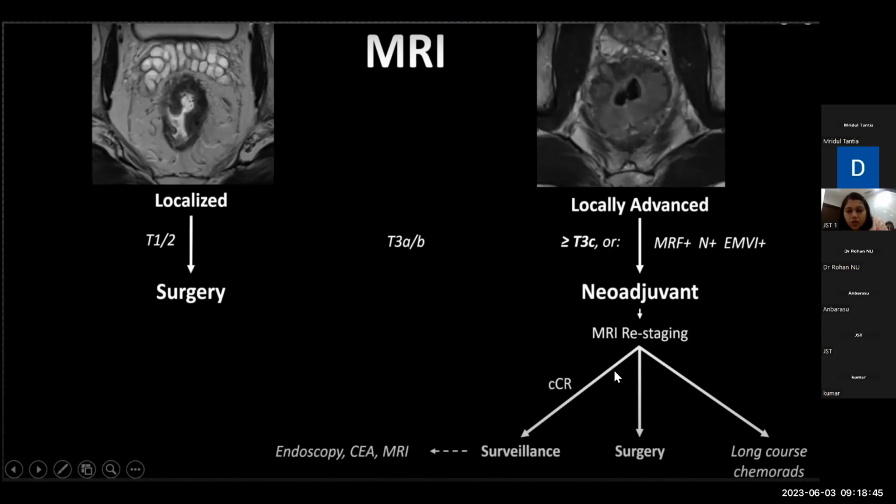If there is a complete response, or a clinically lesser response, then we go to surveillance by endoscopy, CEA, a further MRI, and short-term follow-up. Otherwise, if another course of neoadjuvant therapy is required, then we go for another chemoradiation. So depending on the locally advanced status, we go for this. And for localized tumors, T1 and T2, we go primarily for surgery.